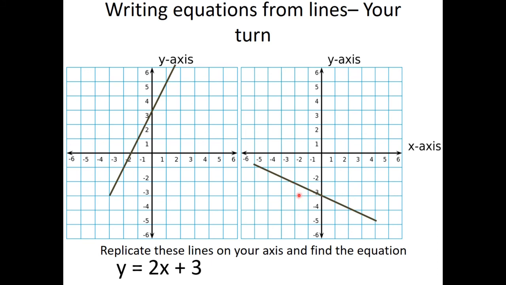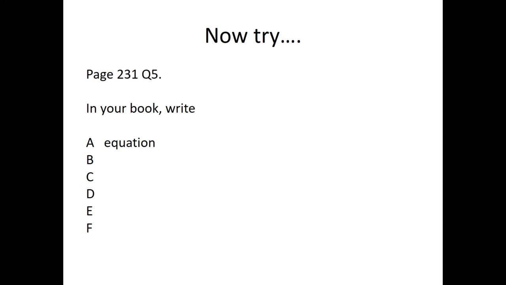It's a half, but don't forget it slopes down from left to right. So the gradient is minus a half. So we've got y equals minus a half x minus 3. And there it is.